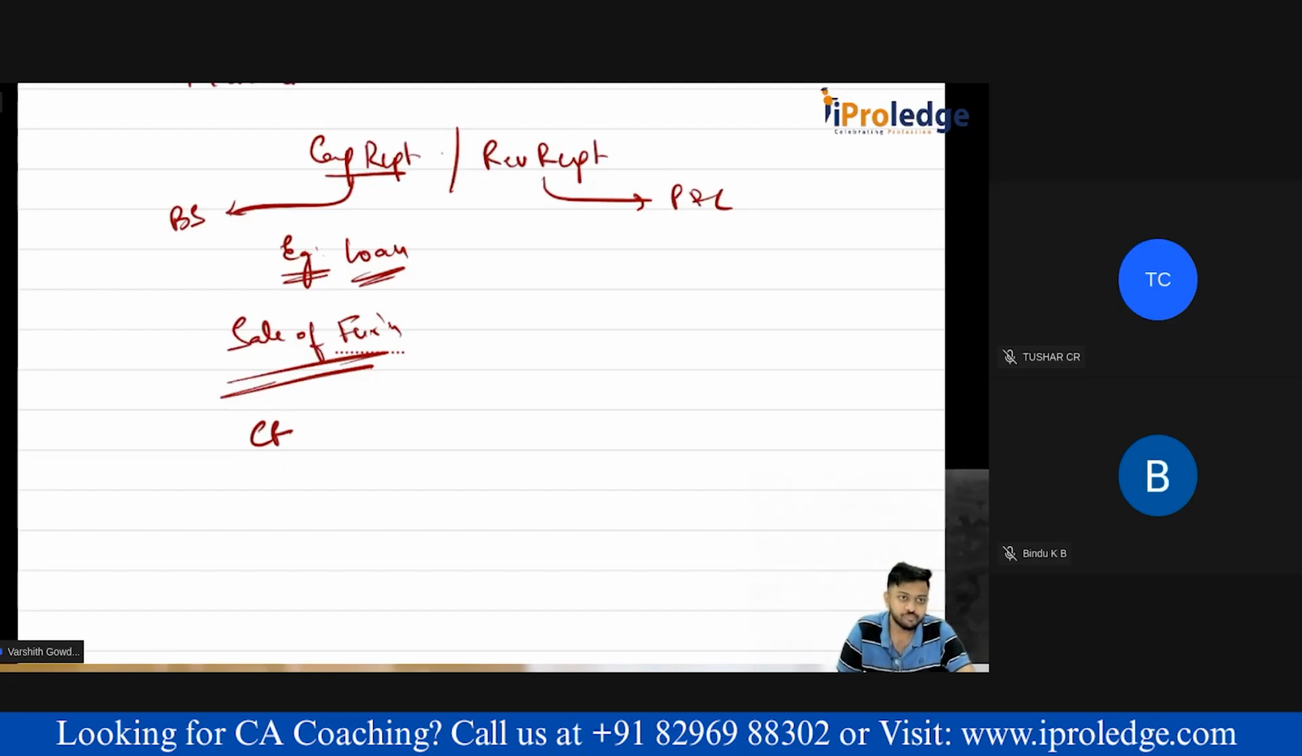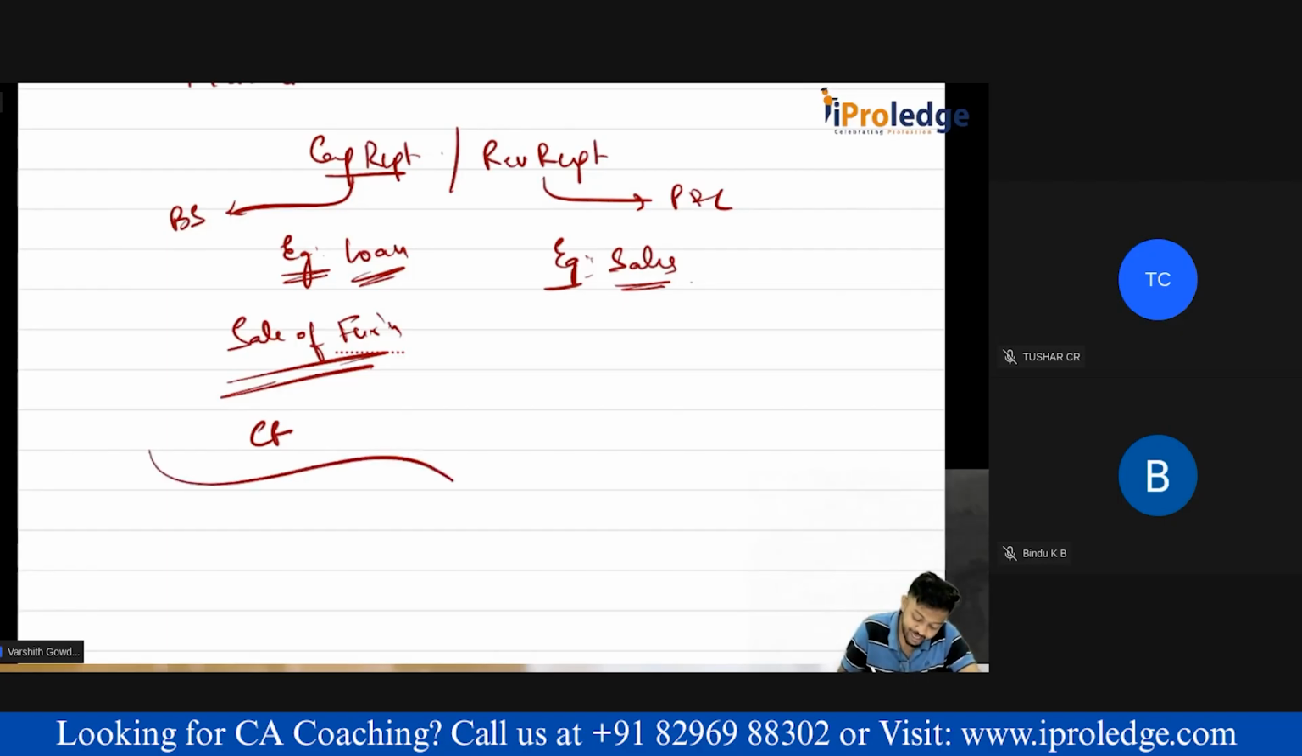Clear? If there is a loss in sale of furniture, that will also go to P&L. Correct? Say suppose the carrying value was 8 lakhs and you have sold it for 5. Then up to 5, it is a capital receipt. Then 3 will be considered as a revenue expenditure, as a loss, revenue loss. It will go to P&L. Then, examples for revenue receipt: sales, commission, interest. All these are things which will go to your P&L account.